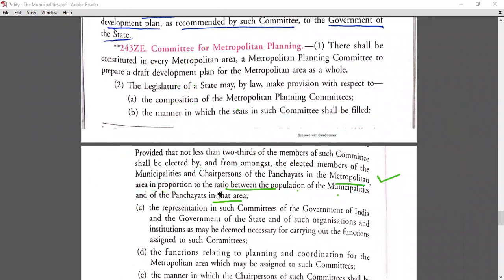And next, again, the legislature of a state can also make provision with respect to representation in such committees of the government of India and the government of the state and of such organizations and institutions as may be deemed necessary for carrying out the functions. So the state legislature also has a provision. They can make provisions regarding the representation in such committees of the government of India and the government of the state and of such organizations and institutions if it is required for carrying out the functions assigned to such committees.